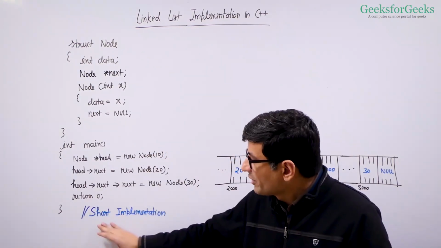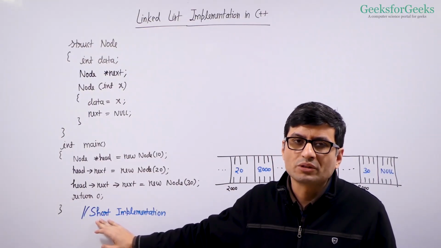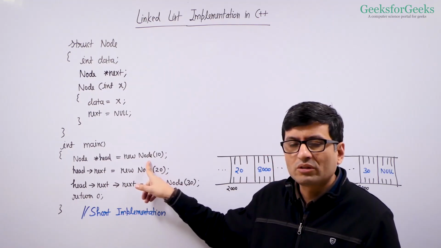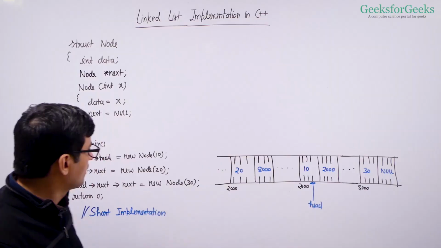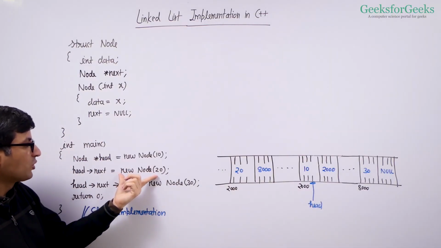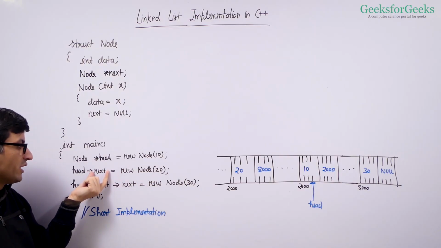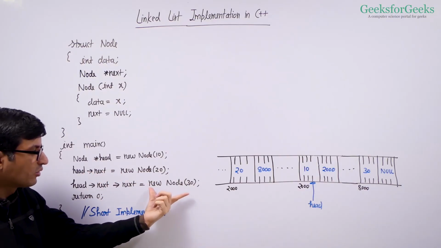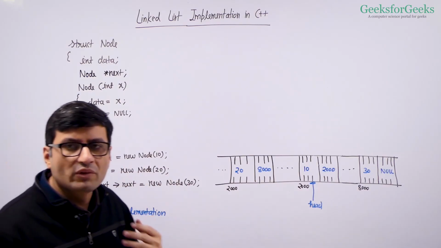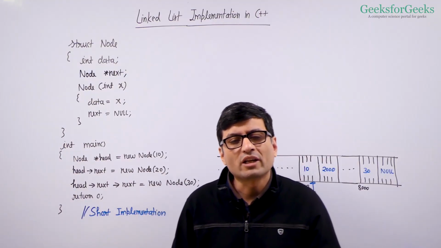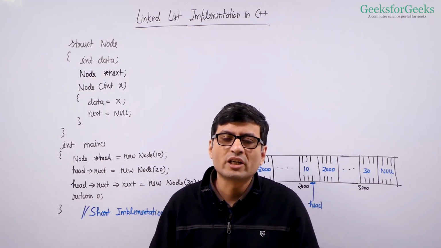Here is a short and cleaner implementation for creating a linked list of 3 nodes. We first create the head node, right, which allocates this memory and has a pointer to the head node. Then we create the next node with value 20 and we store this next node directly into the next pointer of the head, right? Then we create the third node and we directly store it into the next. So we don't need temp1 and temp2 variables. We can create a linked list of 3 nodes by just using one head variable. So this is an alternate implementation.